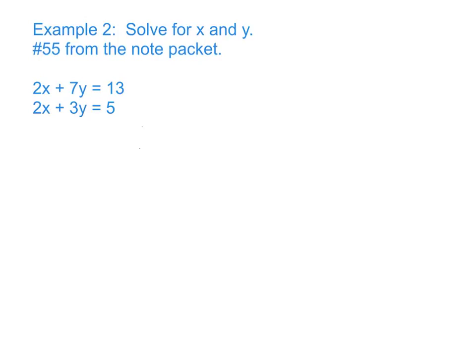Looking at the variables, we want to see which one would be the easiest to eliminate. It's always a good idea to look to see what variable already has the same coefficient. In this case, I'm looking at my x's. They're both 2x. Now, when we add them, they don't eliminate. So what we're going to do is multiply the bottom one by -1. Everything in that bottom equation is going to be multiplied by a -1. The top equation is going to stay the same.